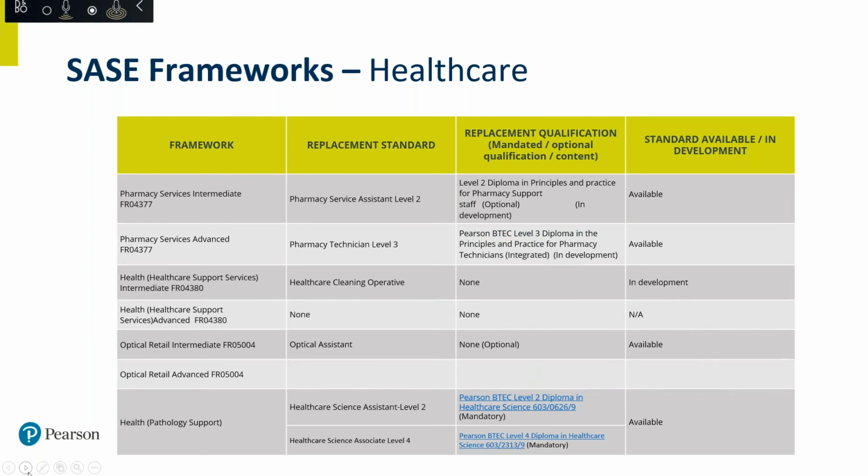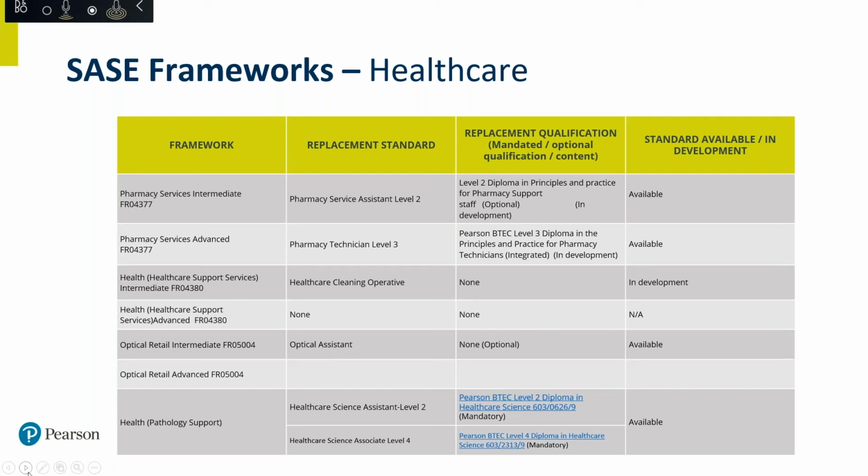Moving on to the other standards, so Pharmacy Services Intermediate and Pharmacy Services Advanced Framework. The Intermediate Pharmacy Service Assistant Level 2 standard has been available since last year. There is no mandatory qualification required for this. However, due to popular demand from the centres and also the development of new GPHC Level 2 pharmacy support staff criteria, we are currently developing the Level 2 diploma in pharmacy support qualification, and it will be available very soon. That will be aligned to both the GPHC criteria and the Pharmacy Service Assistant Level 2 apprenticeship standard, so it can be used to support the learners who are taking the apprenticeship for their knowledge, skills and behaviours.